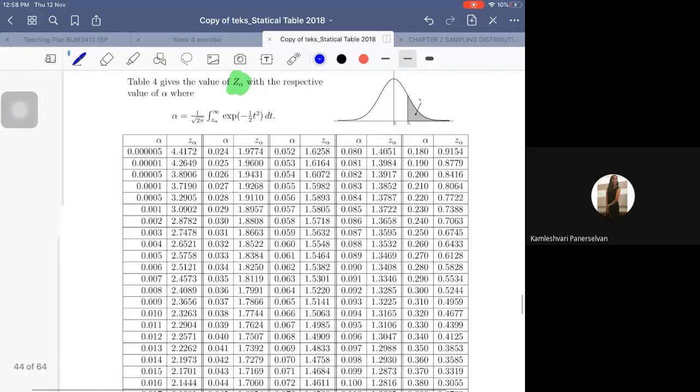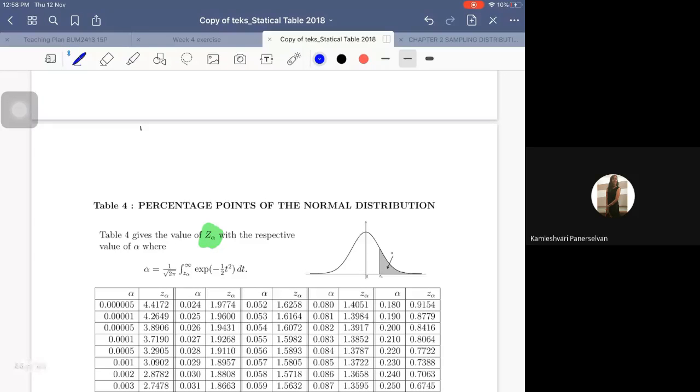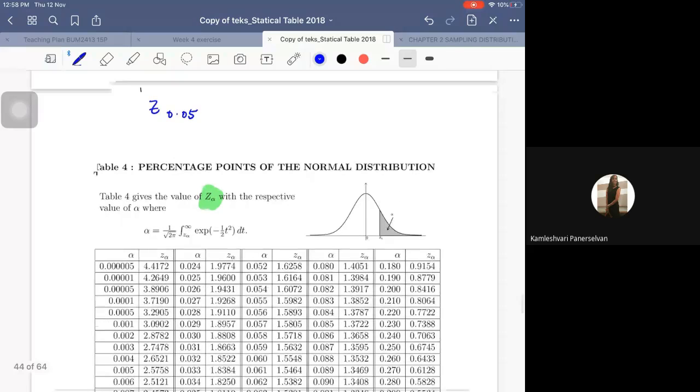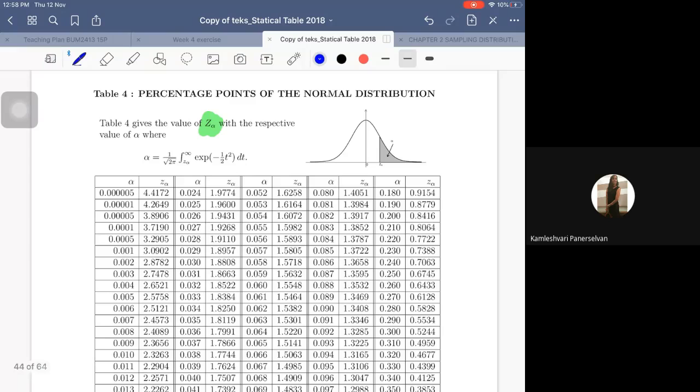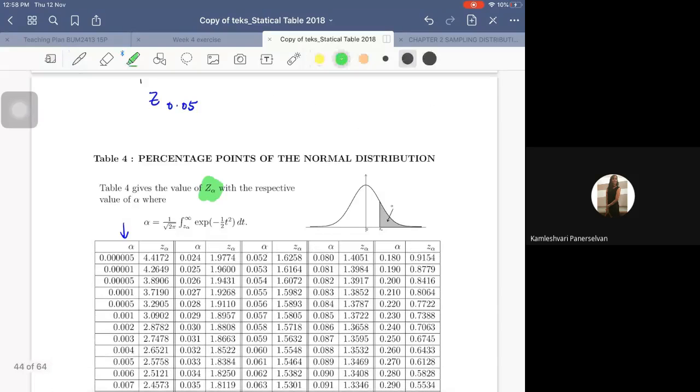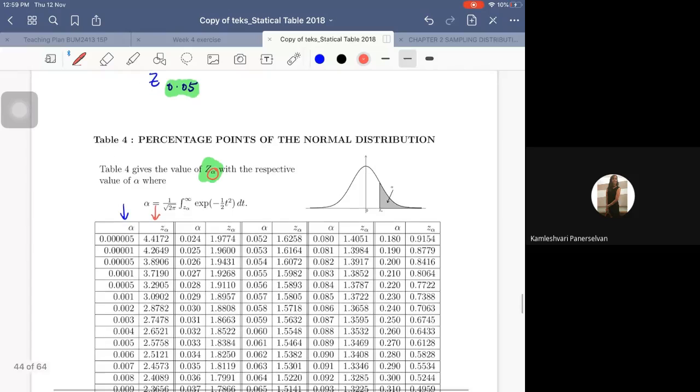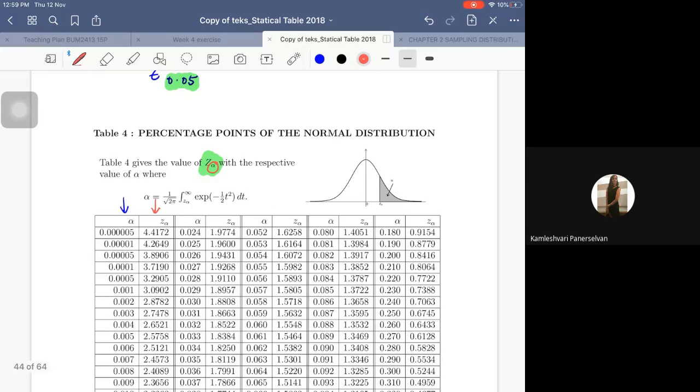Okay, as I mentioned just now, what if we wanted to find the value of Z 0.05? If you have a look at the table right here, there are actually two columns. The first column is for the alpha value, so whatever goes underneath is the alpha value. And what goes on the next column right next to it is the value of Z alpha, the value that we are looking for. And we have 1, 2, 3, 4, and 5 rows because we have so many values.